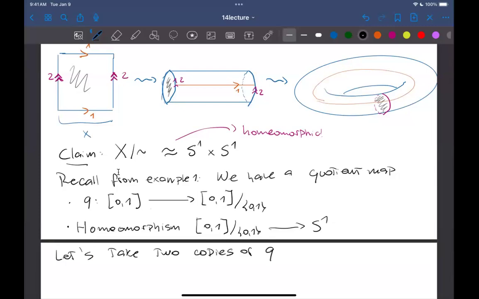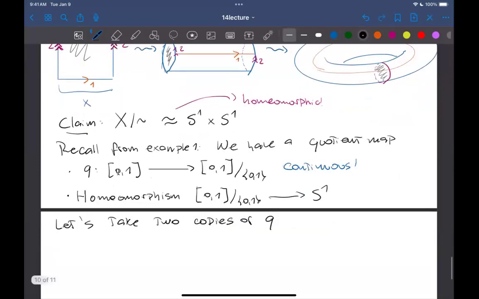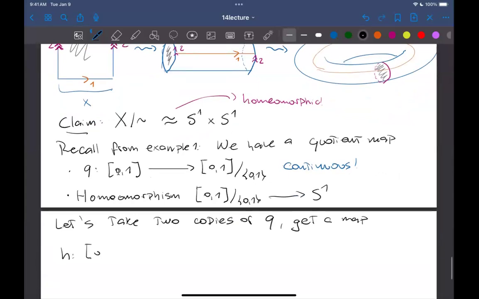So by the way, let's remember this map Q is continuous. It's not just a map. And why is it continuous? Because it's a quotient map. That's how you would define the quotient topology pretty much. So let's take 2 copies of Q and get a map. Let's call this H, from [0, 1] times [0, 1] to our quotient space times itself.